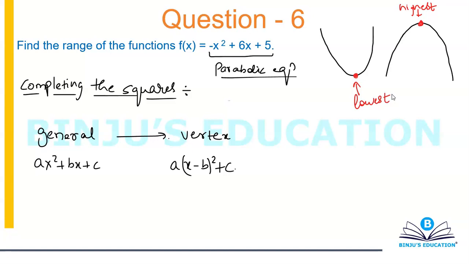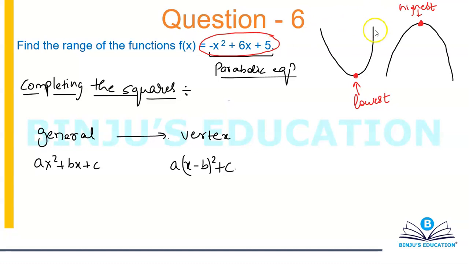So see the logic behind this. Once I'm able to convert this into the vertex form, I know it's basically a downward parabola. So I'll be able to figure out the maximum value of the quadratic equation. And I know that's the maximum value. I cannot have a value more than that. So I'll be able to find out the range. That's the logic I'm going to use here.